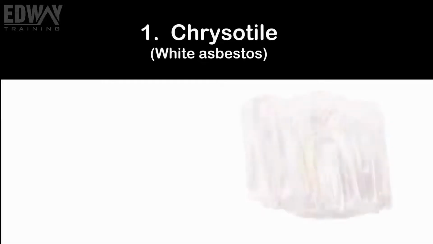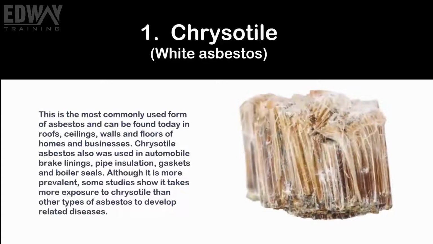We will now look at each of these groups more closely. Chrysotile or white asbestos. This is the most commonly used form of asbestos and can be found today in roofs, ceilings, walls and floors of homes and businesses. Chrysotile asbestos also was used in automobile brake linings, pipe insulation, gaskets and boiler seals. Although it's more prevalent, some studies show it takes more exposure to chrysotile than other types of asbestos to develop related diseases.